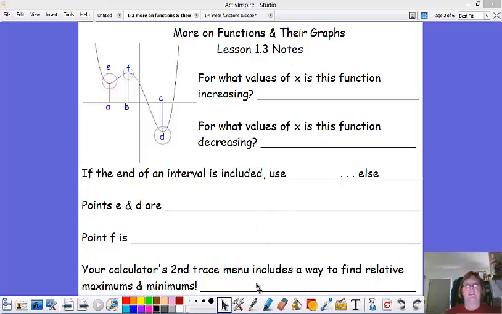And first off, we're going to ask you to look at the function that's shown, and it is a function, folks, since no vertical line can hit it in more than one spot. For what values is it increasing? Well, as you just inspect this graph, you can see that as x goes from a to b, that function is increasing. So a way to write that in interval notation is this.